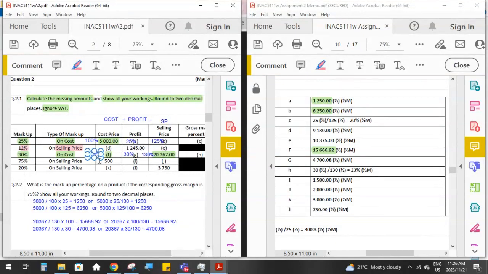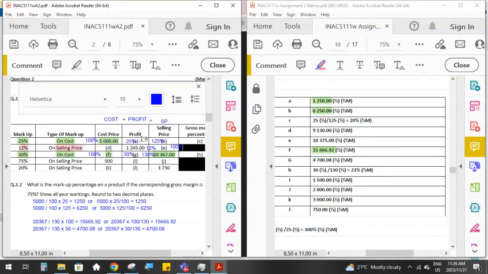So again, what percentage is the markup? The markup is 12%. So you go to your profit column and we type in 12%. Okay, my profit is 12%. Then we say 12% of what? It's 12% of the selling price. So in the selling price column, we are going to write 100%.